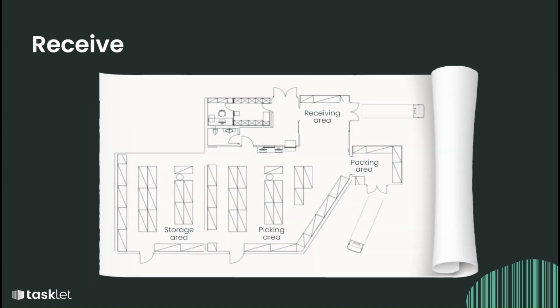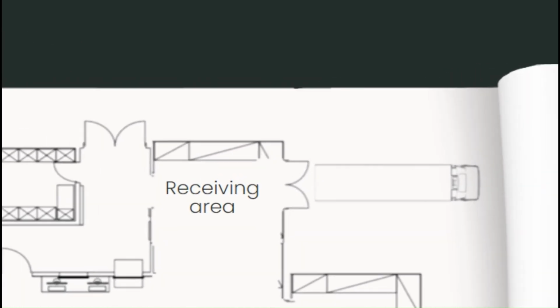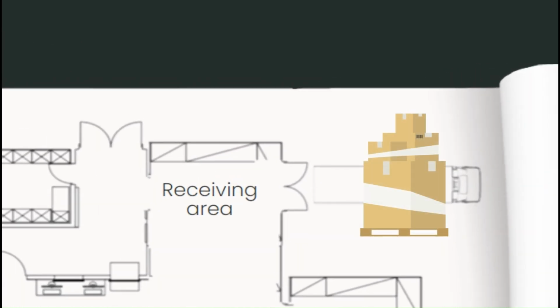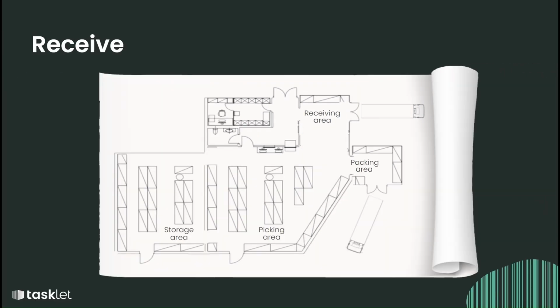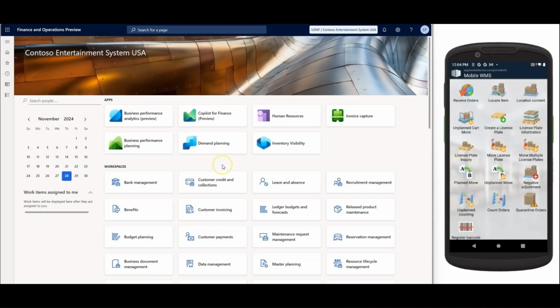In this scenario, we have ordered some items. They have arrived at our warehouse on our inbound ramp, ready to be received by our inbound personnel, and we will register the items using the mobile device. Now we will show you how to receive items directly on a purchase order.